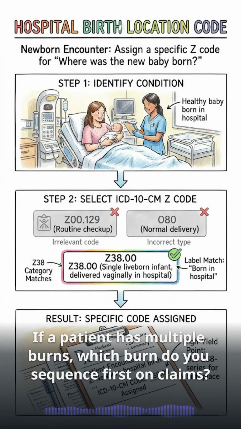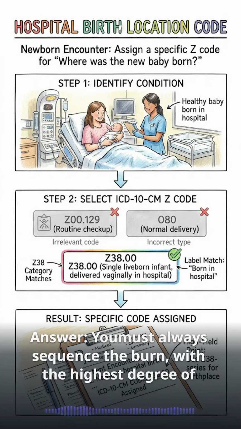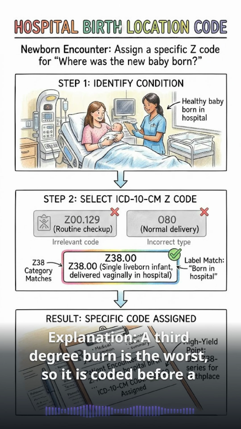69. If a patient has multiple burns, which burn do you sequence first on claims? You must always sequence the burn with the highest degree of severity first. A third-degree burn is the worst, so it is coded before a first-degree burn.